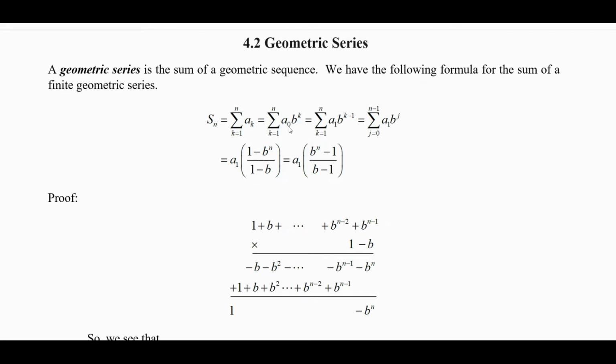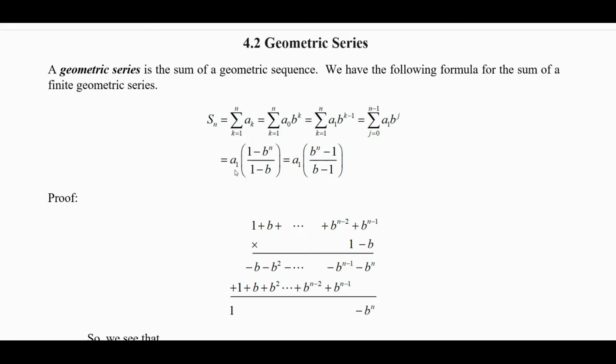Or if you want to think of this instead in terms of the first term, it's a sub 1 times b to the k minus 1, and we're summing that up from k equals 1 to n. We can also change the index here if we want to call it j. j is just k minus 1. So we can sum from j equals 0 to n minus 1, a sub 1 times b to the j. So three different ways of writing that.